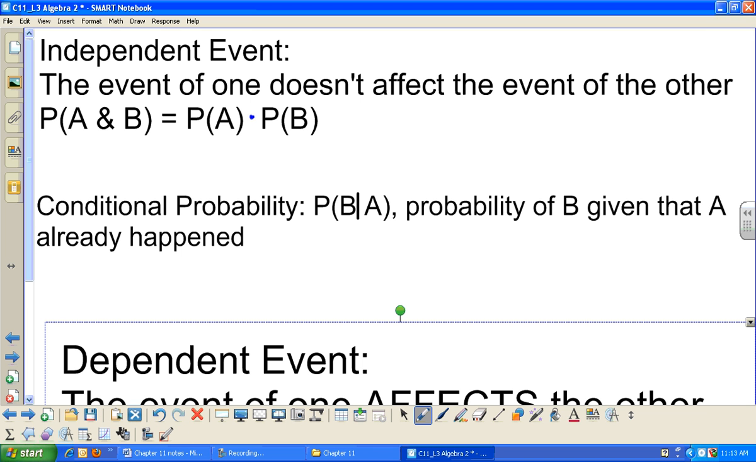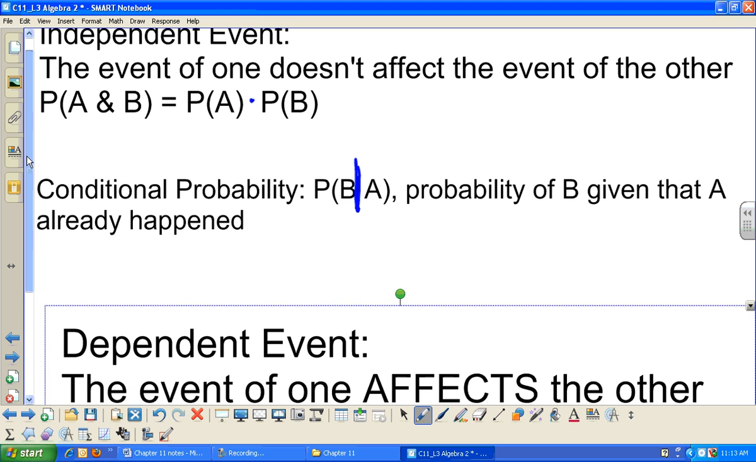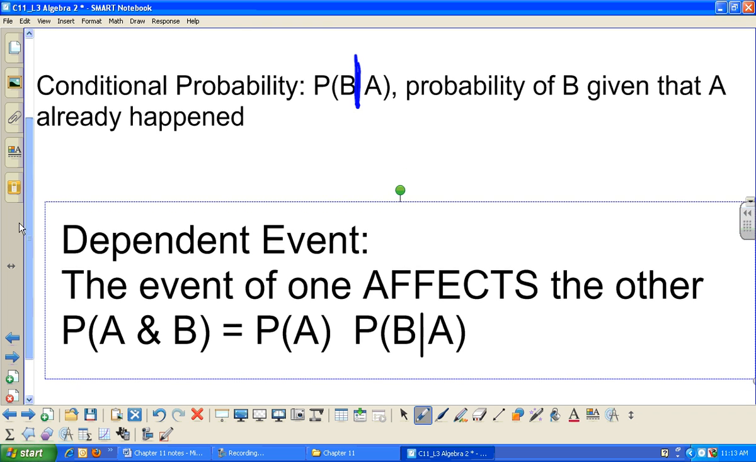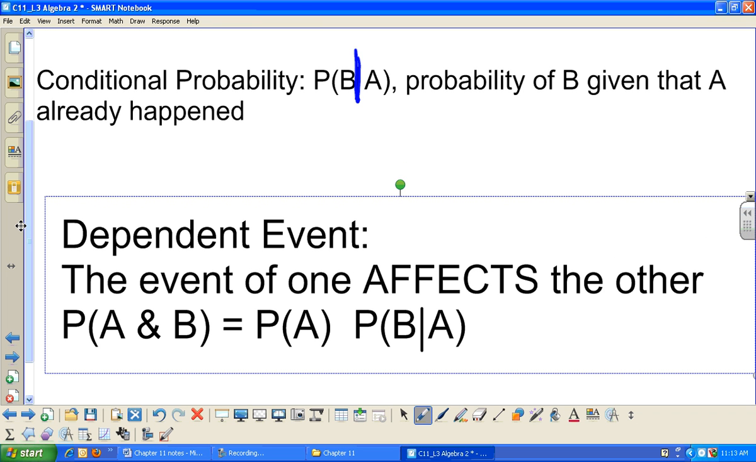probabilities. A conditional probability is saying the probability of B given that A already happened. This line right here means that it's given that A already happened. We use conditional probabilities when we're talking about dependent events. That's where one affects the other. We still multiply the two probabilities together.